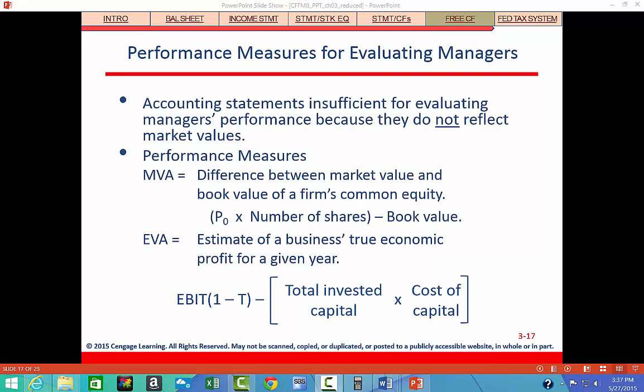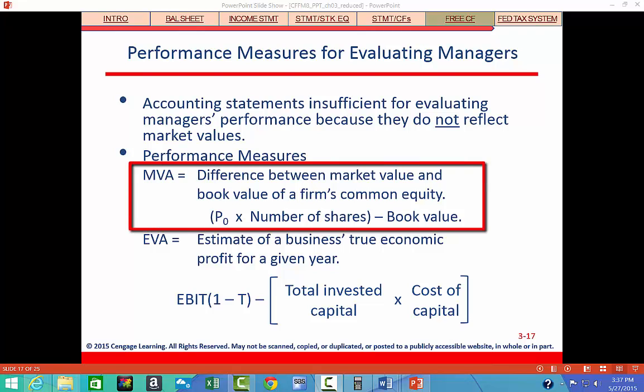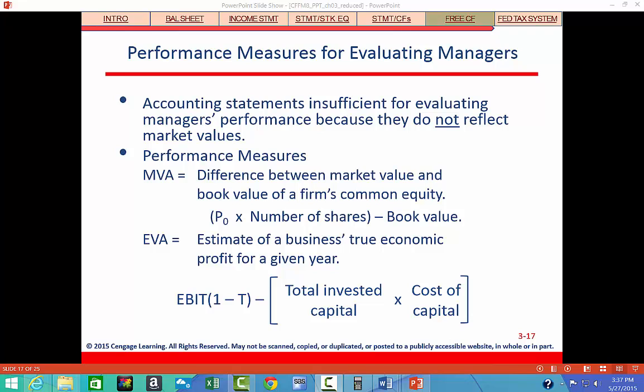Now let's look at some other performance measures that we can use to evaluate manager performance. Accounting statements aren't always the best because they don't reflect market values. So we have market value added as one choice, and it's the difference between a firm's market value and the book value of its equity. The higher a firm's market value added, the better the job management is doing for the firm's shareholders.